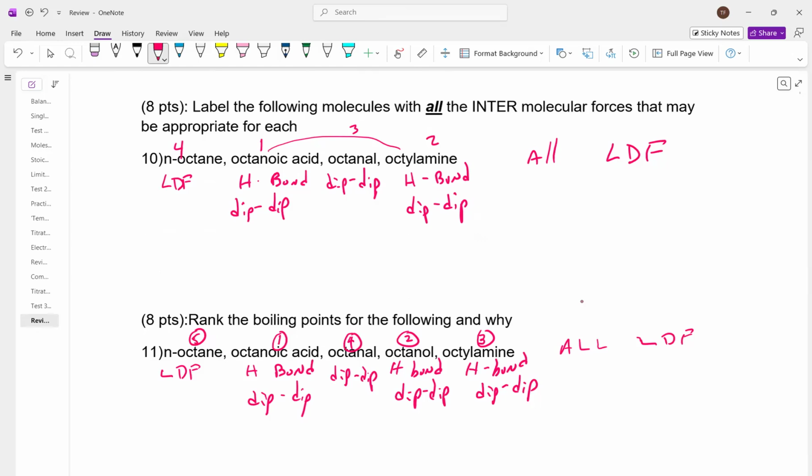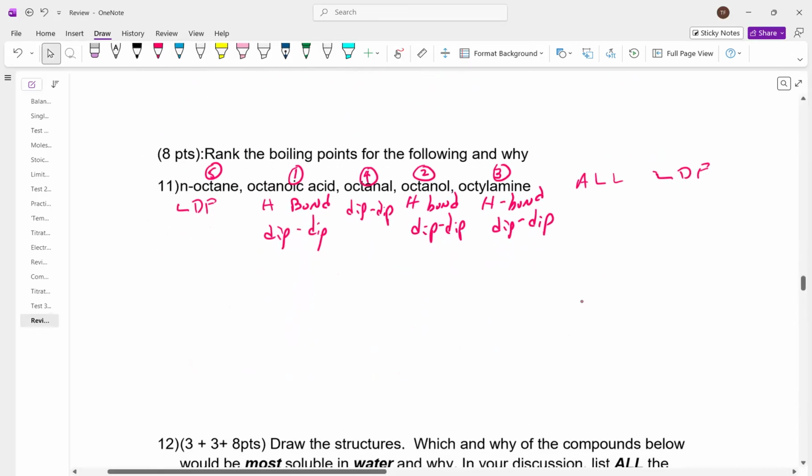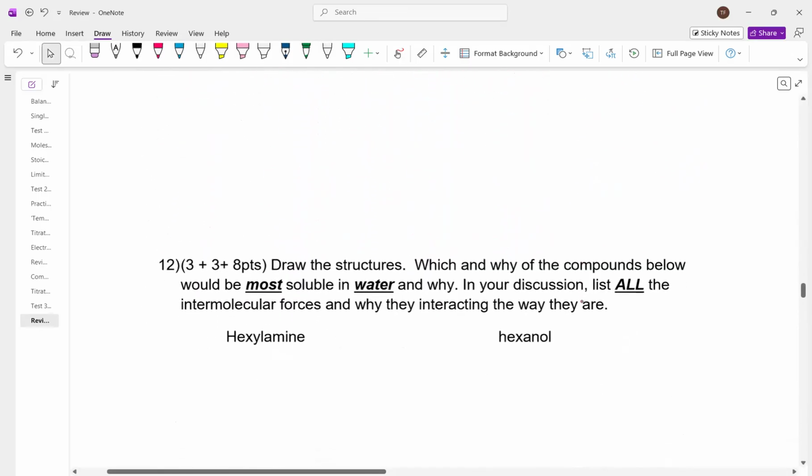So the acid is by far the strongest hydrogen bonding. Right under that's going to be the alcohol. And then the hydrogen bonding with the nitrogen, again, is not as strong as with the alcohol or acids, so it's third. And then the aldehyde has no hydrogen bonding, only dipole-dipole.